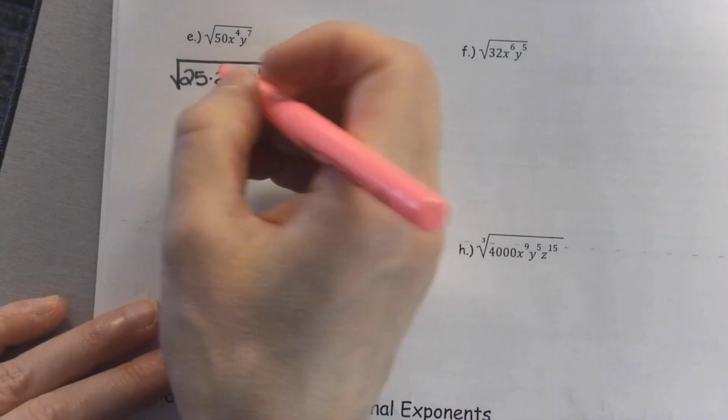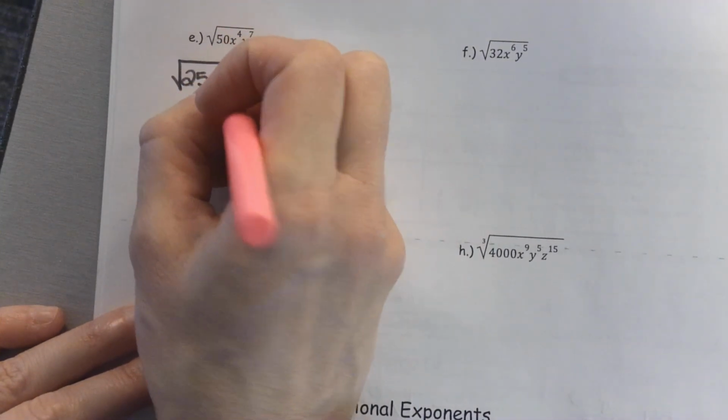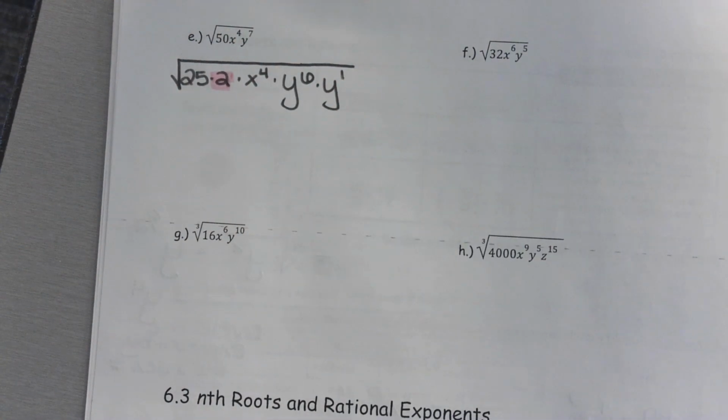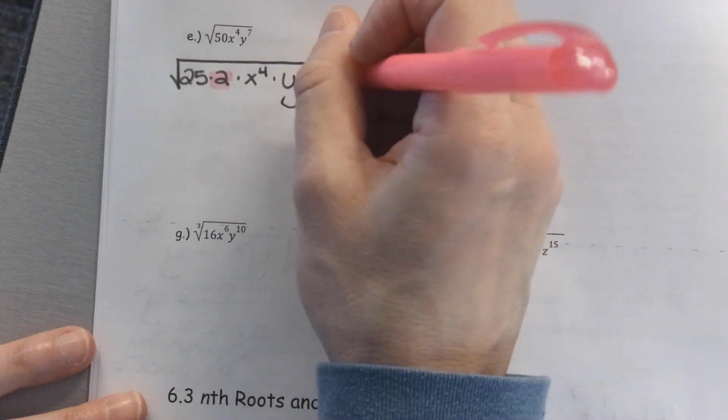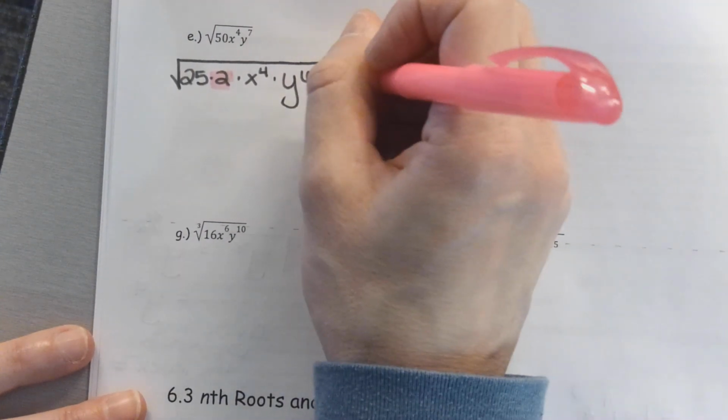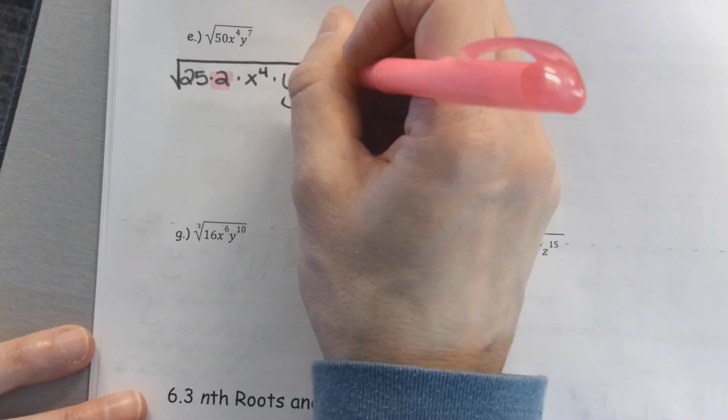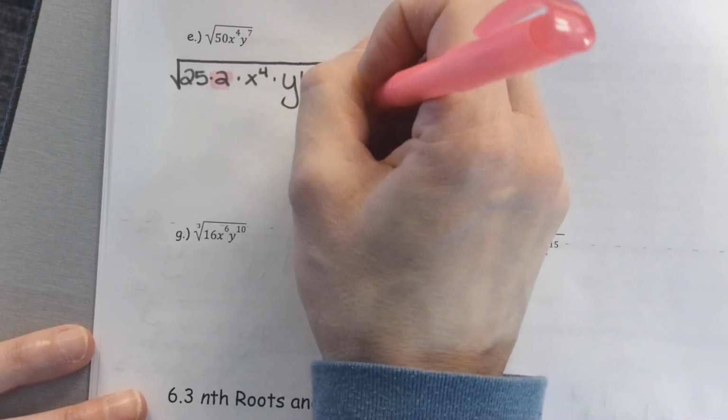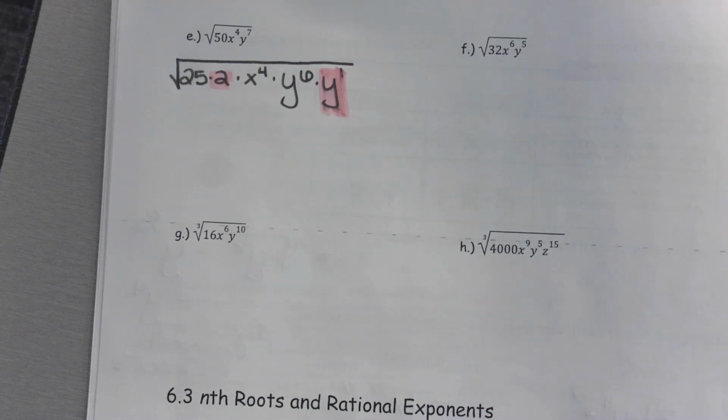Okay, now, do we agree the 2 isn't square rootable? It's going to live on underneath. What else isn't nicely square rootable? Y to the 1. I'm pretty sure I made up that word. I doubt square rootable is in the dictionary. I think it should be. So those two things should live on underneath. If it's not highlighted in pink, it should end up out front because those are all perfect squares.